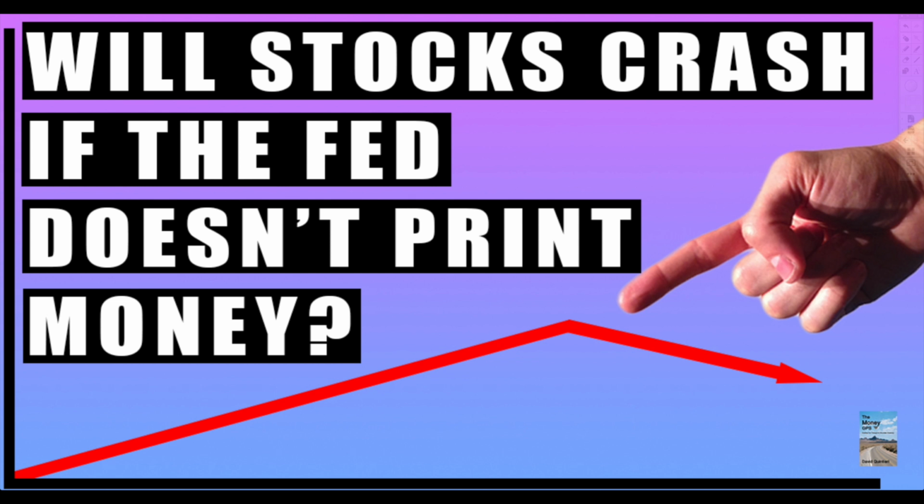This is the $64 trillion question. Will stocks crash if the Fed doesn't print money and keep interest rates low? How can this be possible though? They only have $4 trillion on their balance sheet, and comparing that to the size of the entire stock market, it's not that significant. So why does the media really focus on it?